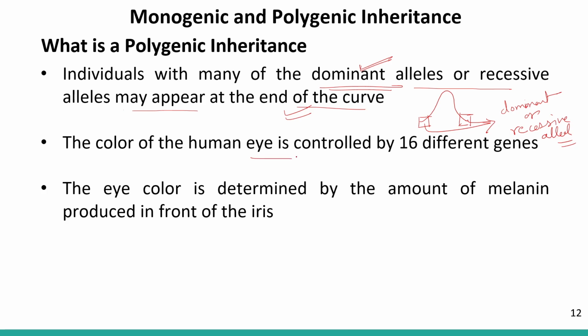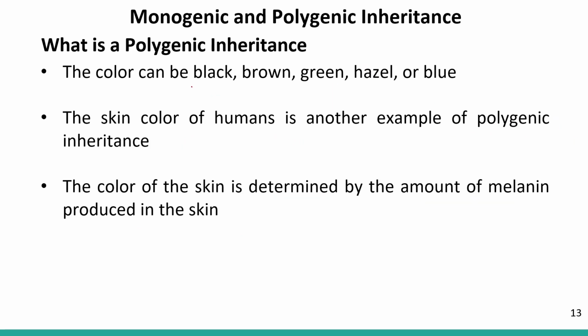The color of the human eye is controlled by 16 different genes. One of the examples: 16 different genes control the human eye color. The eye color is determined by the amount of melanin produced in the front of the iris. So here we can see that the human eye is one of the examples showing polygenic inheritance, and the melanin pigment produced in the front of the iris determines the human eye color. The color can be black, brown, green, hazel, or sometimes even blue.